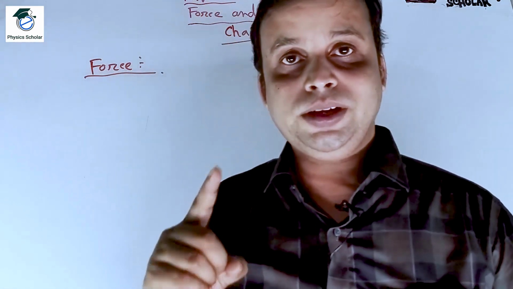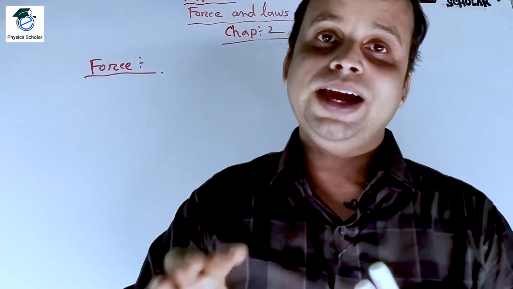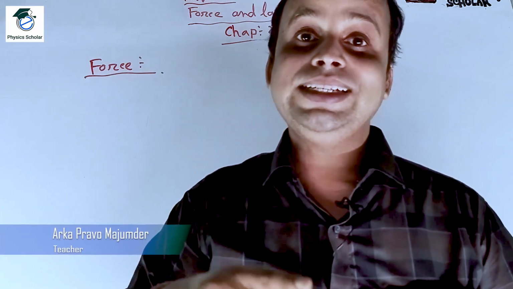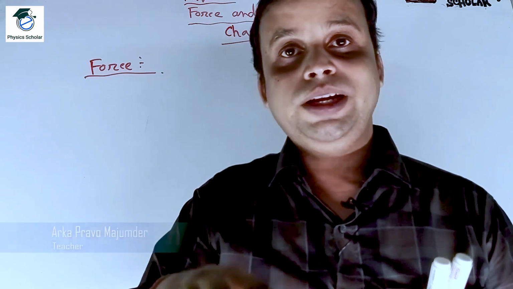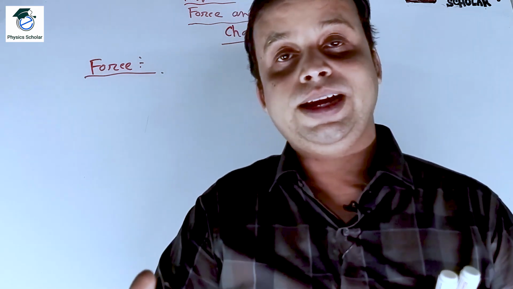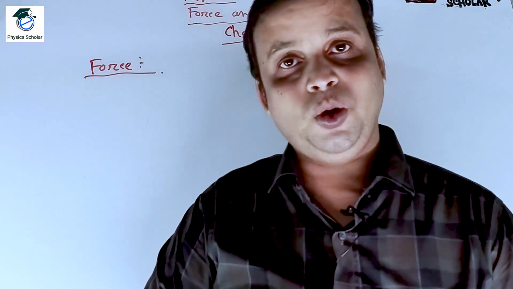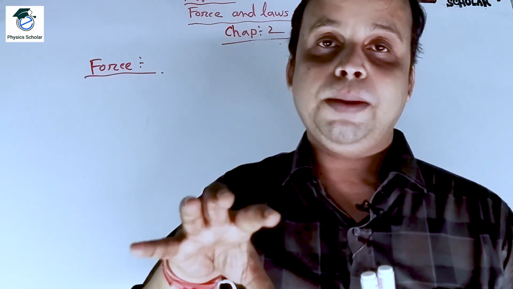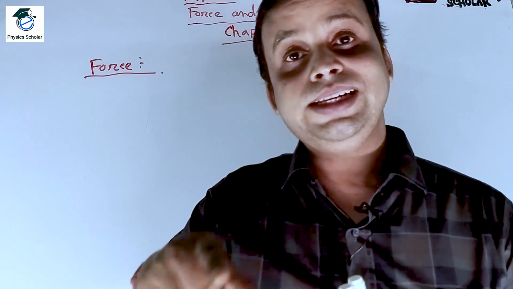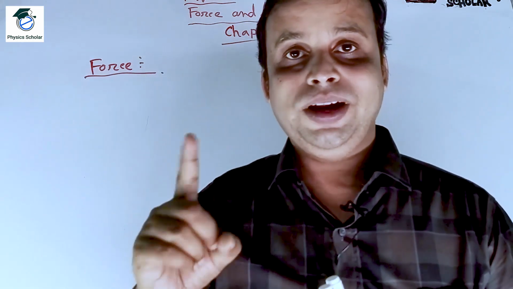The force is the thing which, if we apply it on a body, then we can change the state of the body. That means a body which is at rest can be put in motion, or a body which is in motion can be brought to rest. Or we can try to change its state. So that is known as force. Force is the external thing. If we apply it on a body, then we can change the state of the body, or we can try to change the state of the body. This is the definition you have to write.